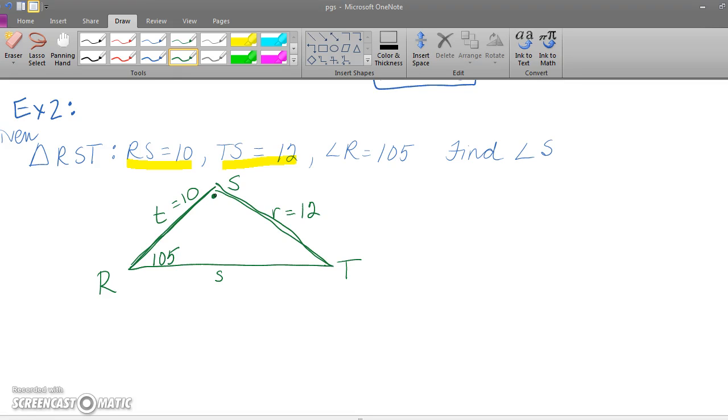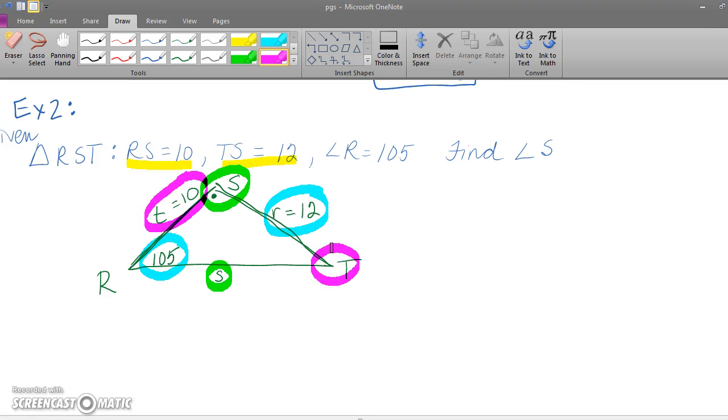Well, we can do that, but we have to figure out what pairs we have. So when we look at the problem, we have 105 here, and it goes with 12. So we have a pair. It wants to find S, but in order to find S, we would need little s, and we don't have that. So we're going to have to go about this using T and finding little t.